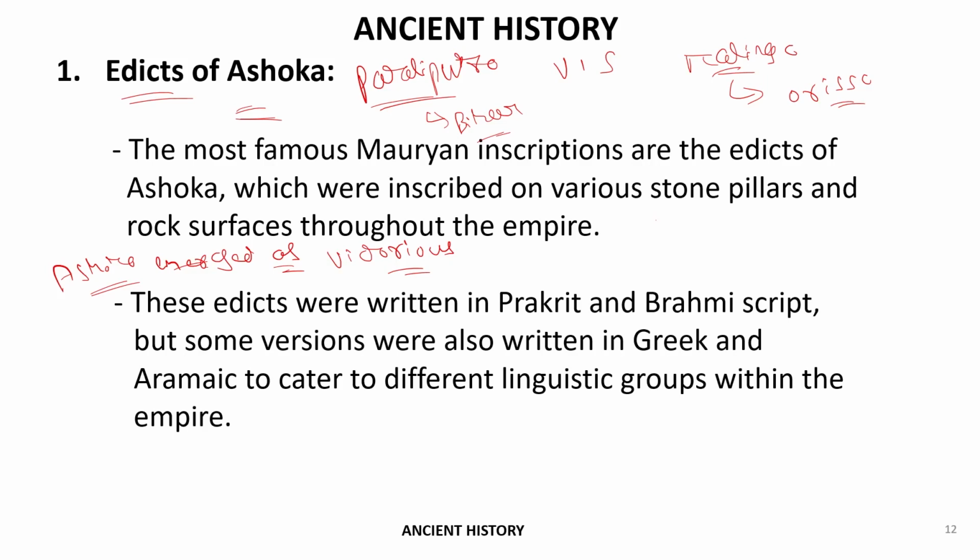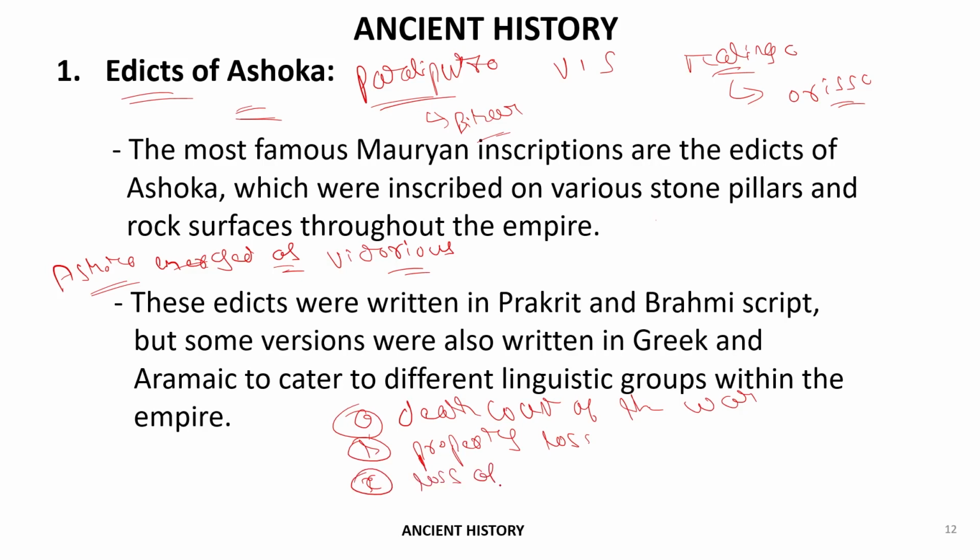Okay, but several things happened which changed Ashoka. First is the death count of the war. Second was property loss. Third was loss of the state. And the fourth was social disruptions. So basically these were the four factors that primarily changed Ashoka.